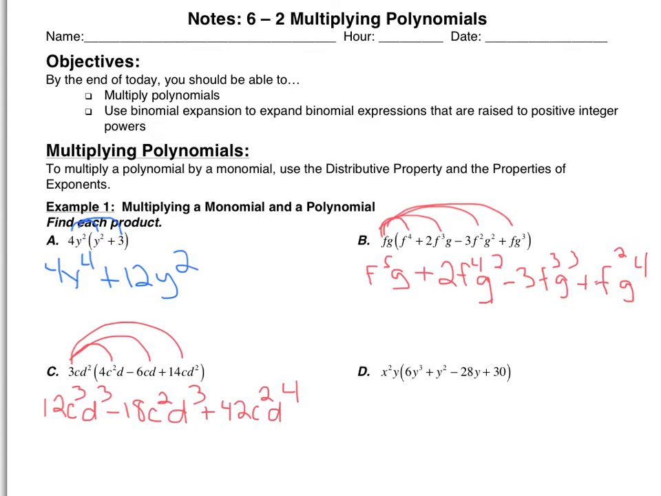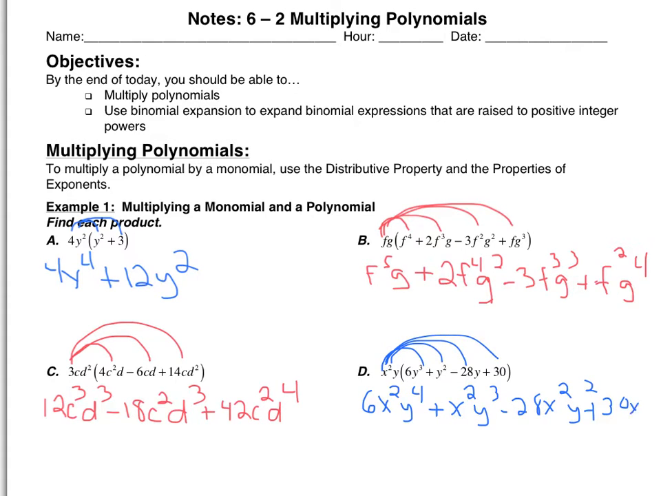And in our last example, we have x squared y times 6y cubed. So that would be 6x squared y times y cubed is y to the 4th. Plus, we have x squared y times y squared is y cubed, minus 28 x squared y times y is y squared, and then times 30 gives us x squared y.